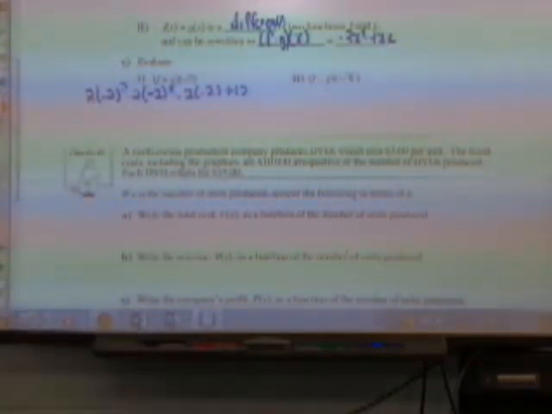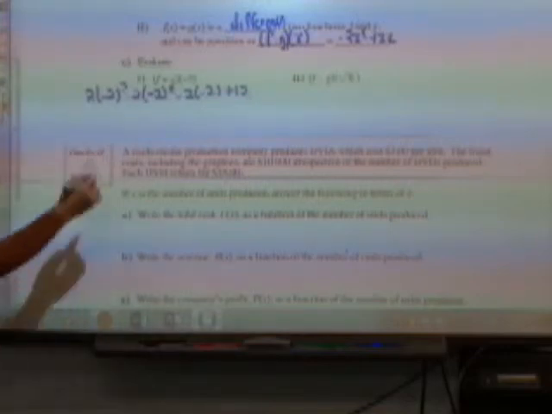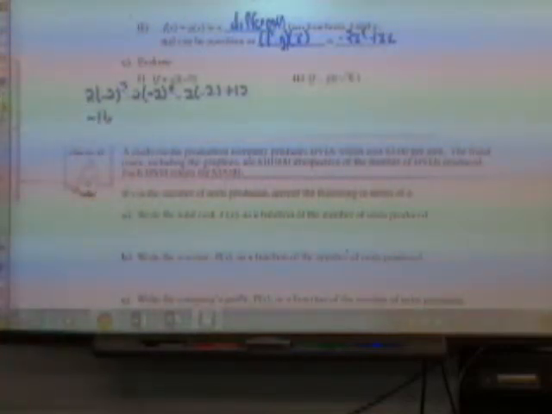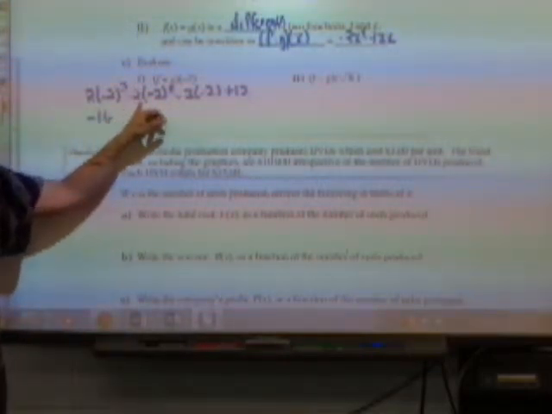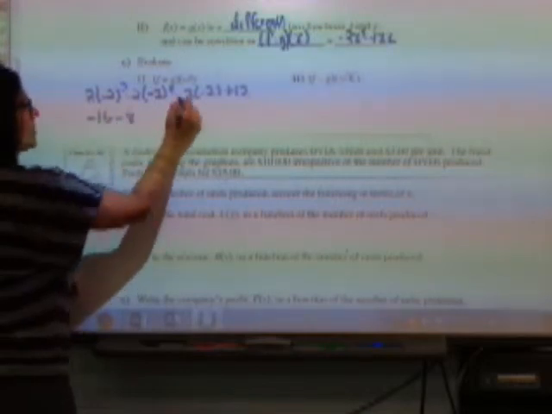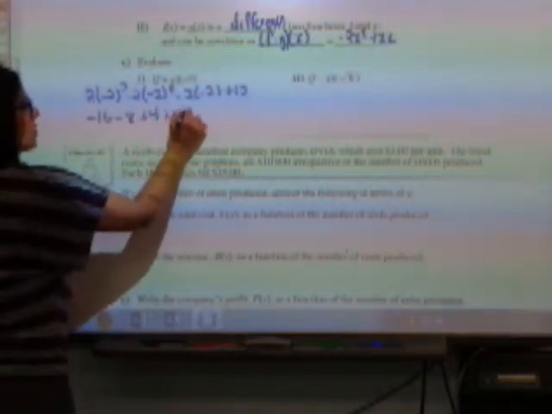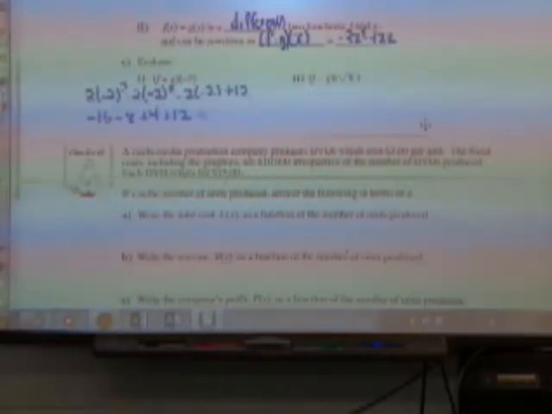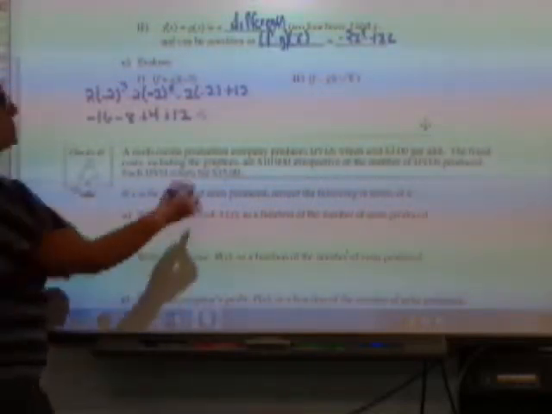So what is negative 2 cubed? Negative 8, and negative 8 times 2? Negative 2 squared is? And 4 times negative 2? And then negative 2 times negative 2 is 4, plus 12. So what is negative 16 minus 8 plus 4 plus 12? What is it? Thank you.